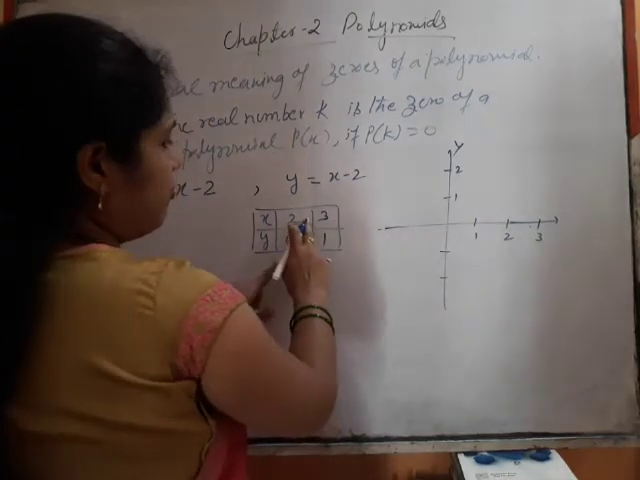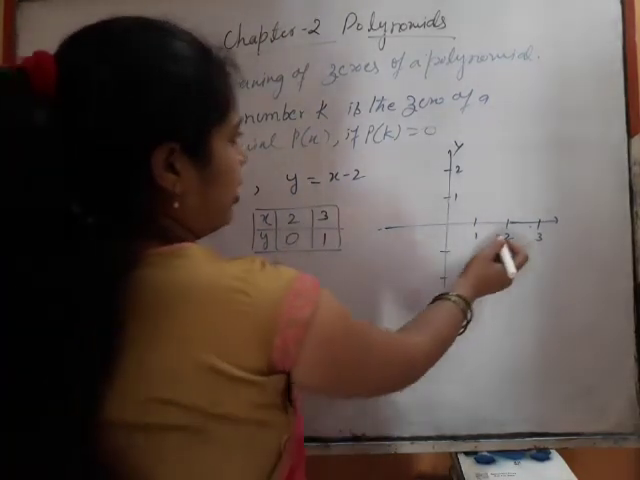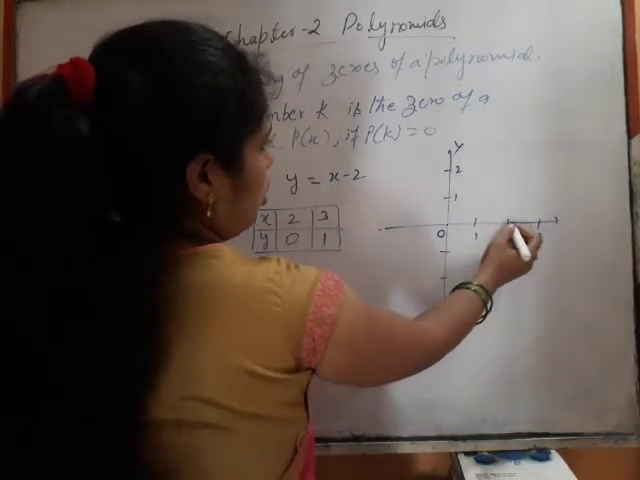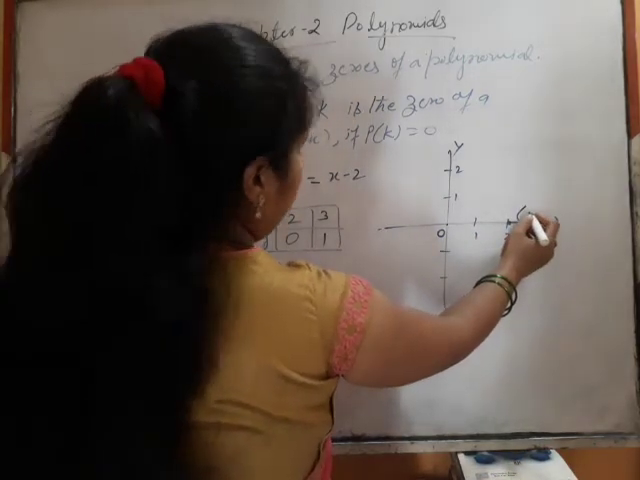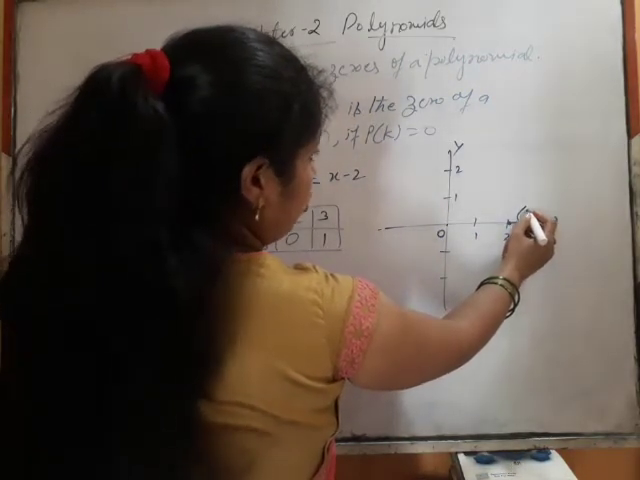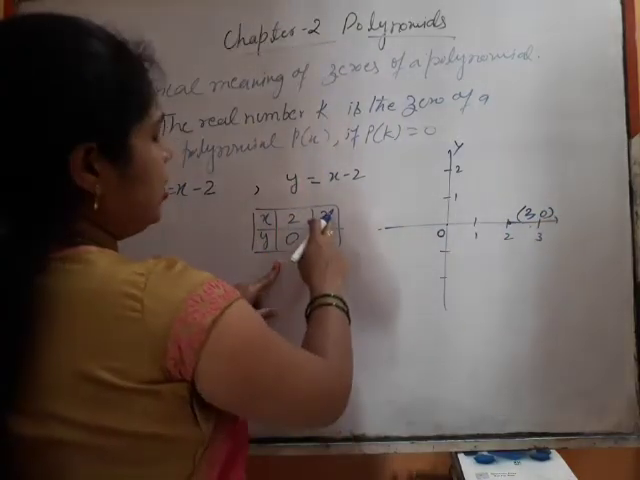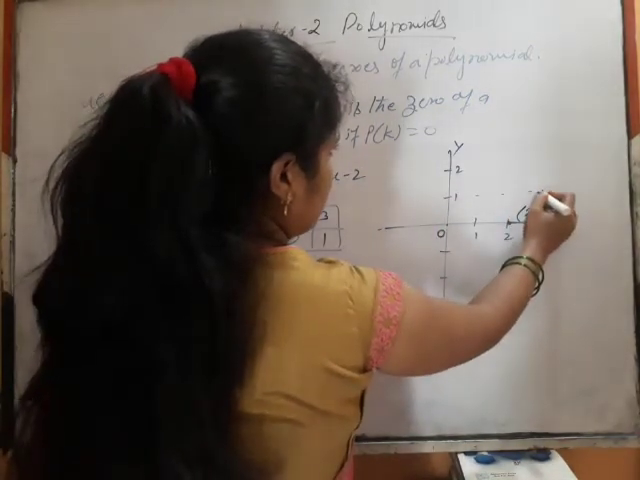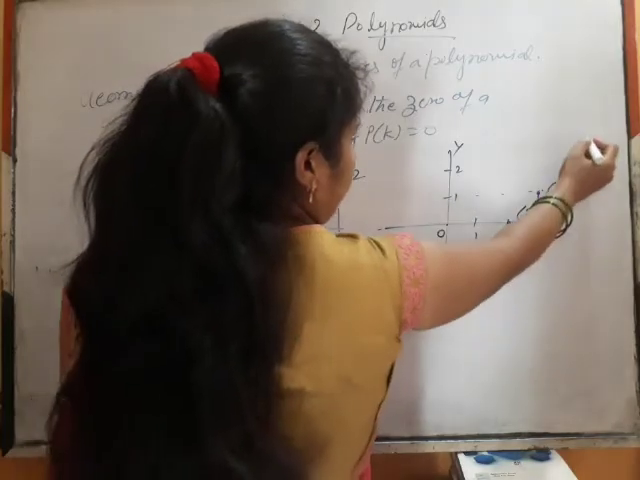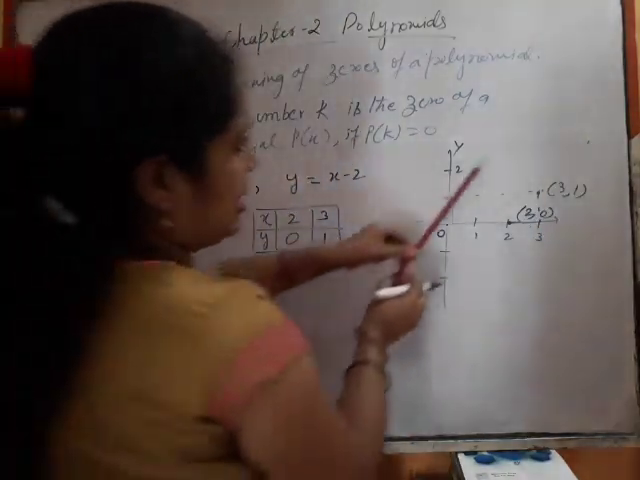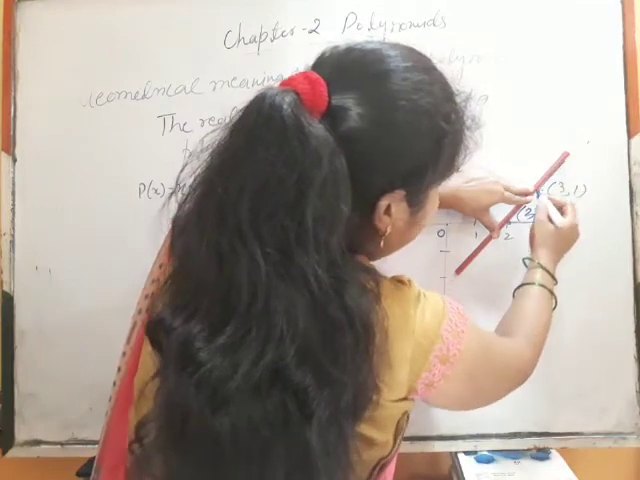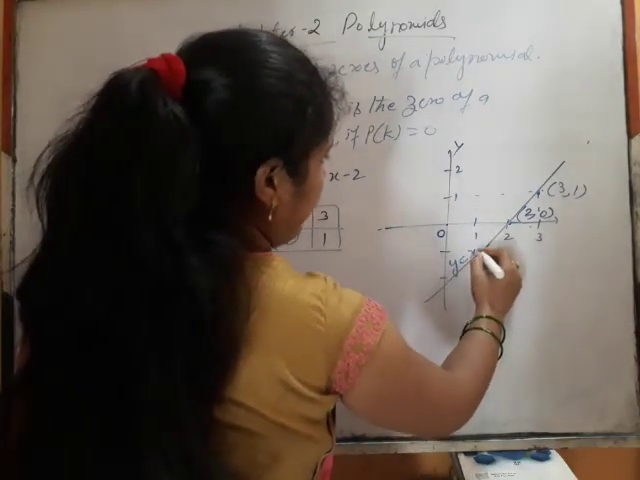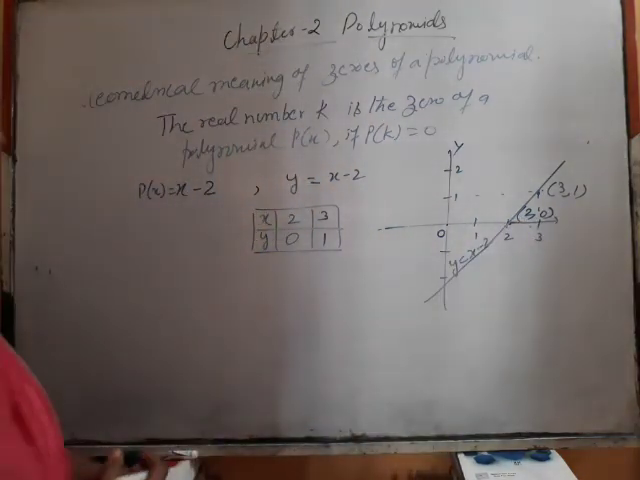So the first coordinates are 2 and 0. The value of x is 2 and the value of y is 0. So this is the point where the coordinates will lie, 2 and 0, and here 3 and 1, which is 3 on the x axis and 1 on the y axis. If I join both the points with the help of a ruler, we will get a straight line of the equation y equals x minus 2.